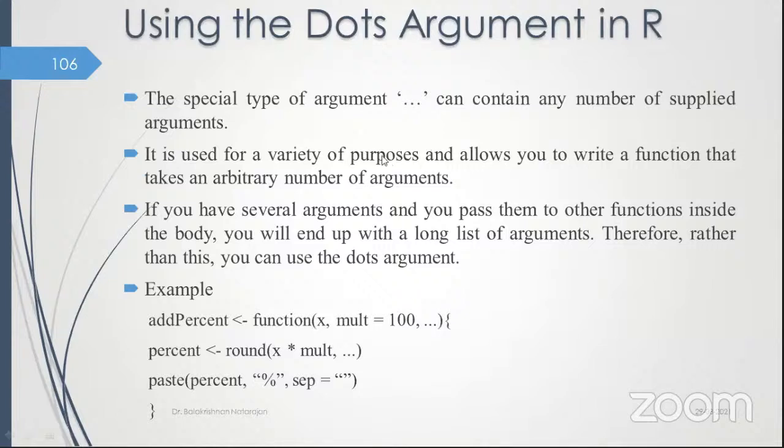From today's class, we started with the dot operator. The special type of argument is nothing but the dots. It means that we're going to have a number of arguments after which we're going to have a number of arguments. Such a facility is possible.